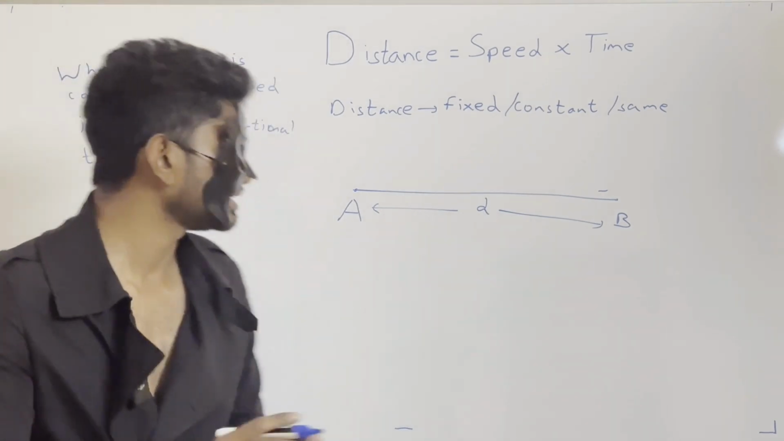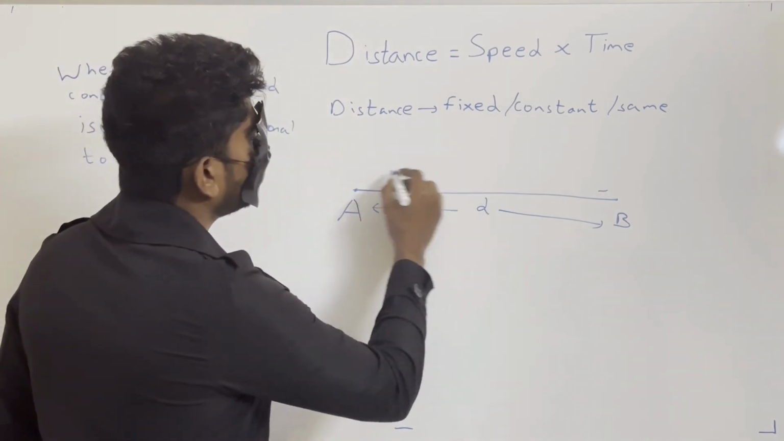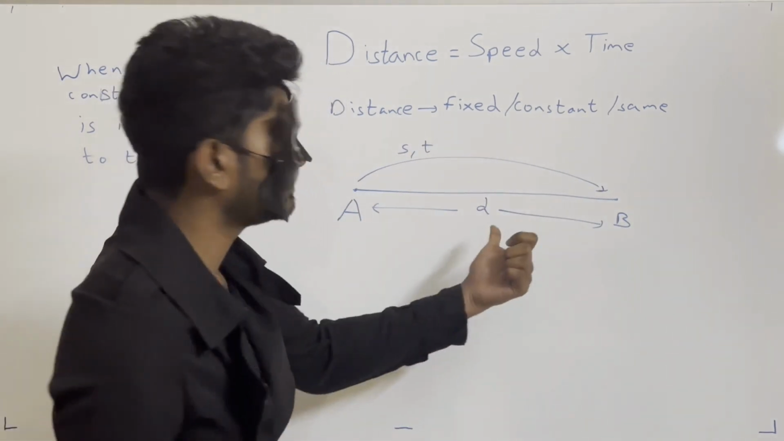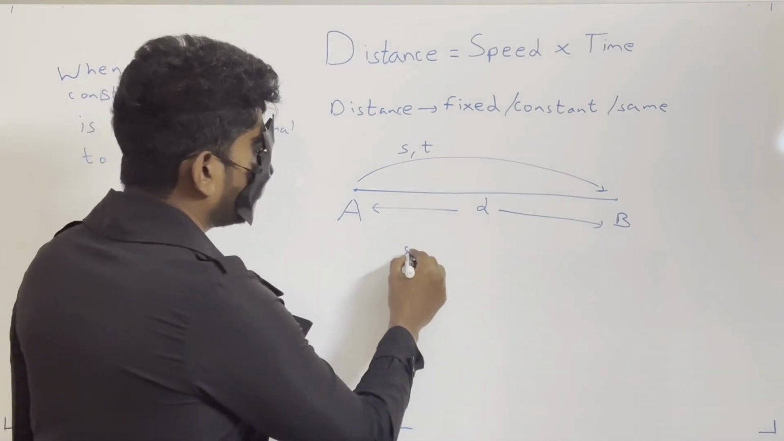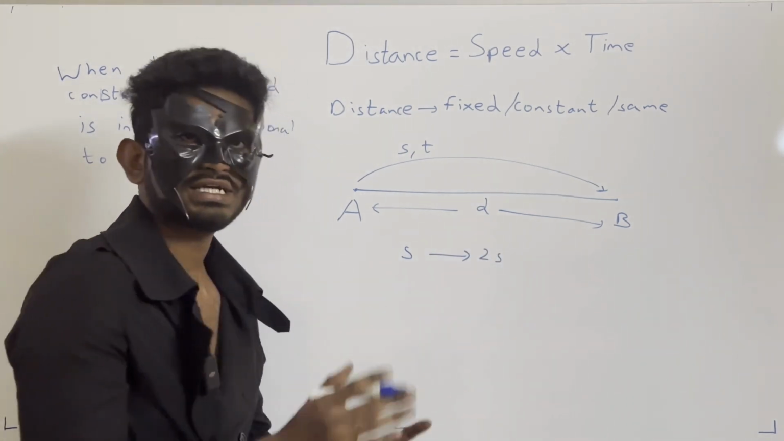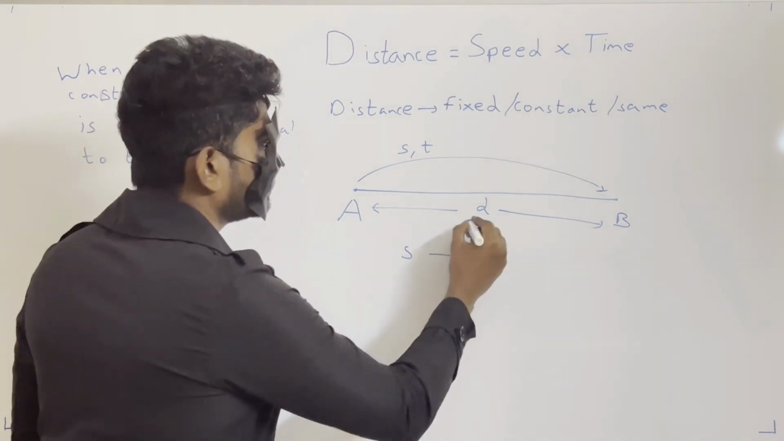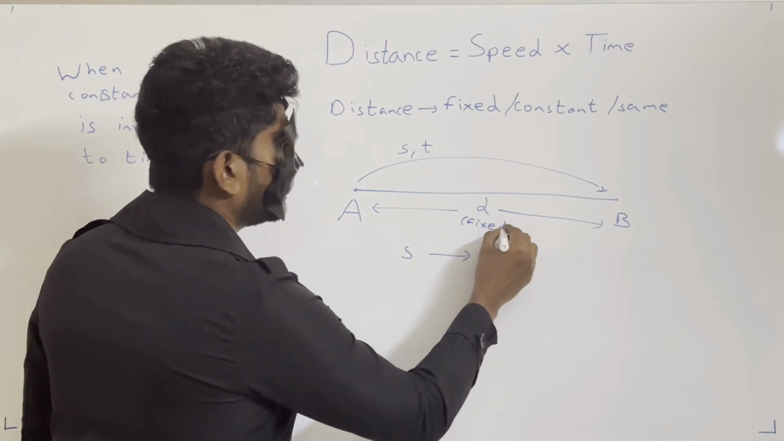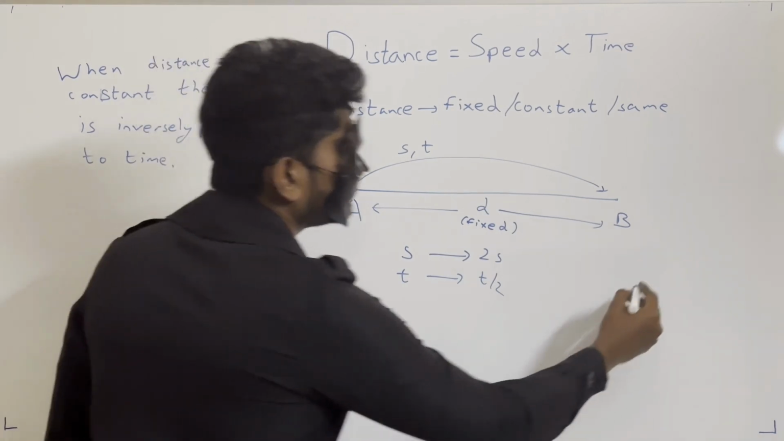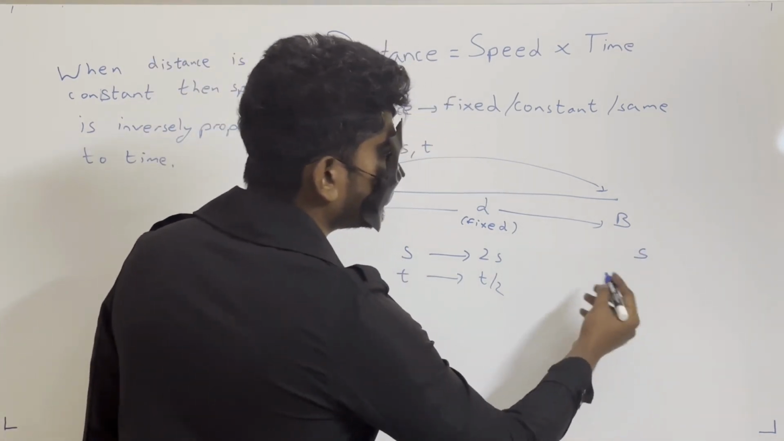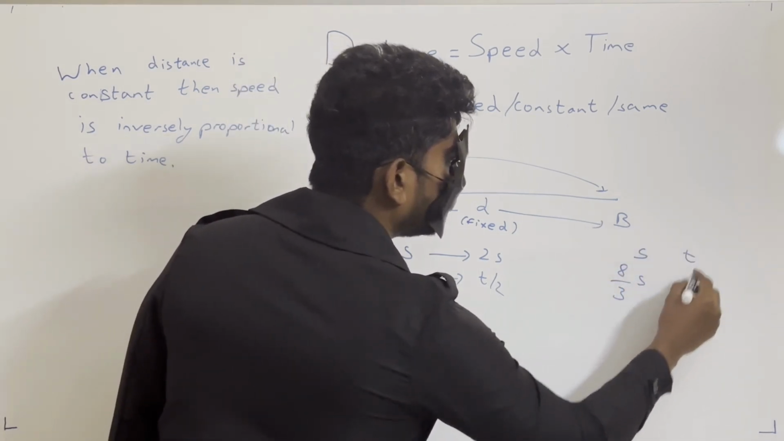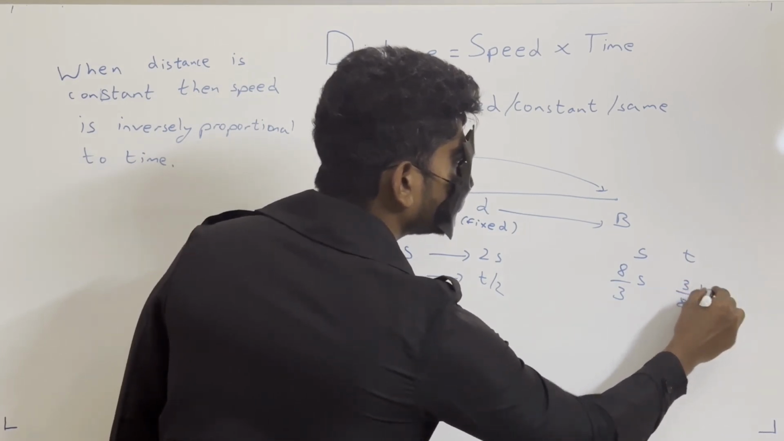So superhumans, coming back, if he is traveling at speed S over the same distance in some time T, the distance is fixed. If that speed is doubled, S becomes 2S, then time is inversely proportional and D is fixed, so time will become half of that. Similarly, suppose S is increased to 8 by 3S, then time will become 3 by 8T.